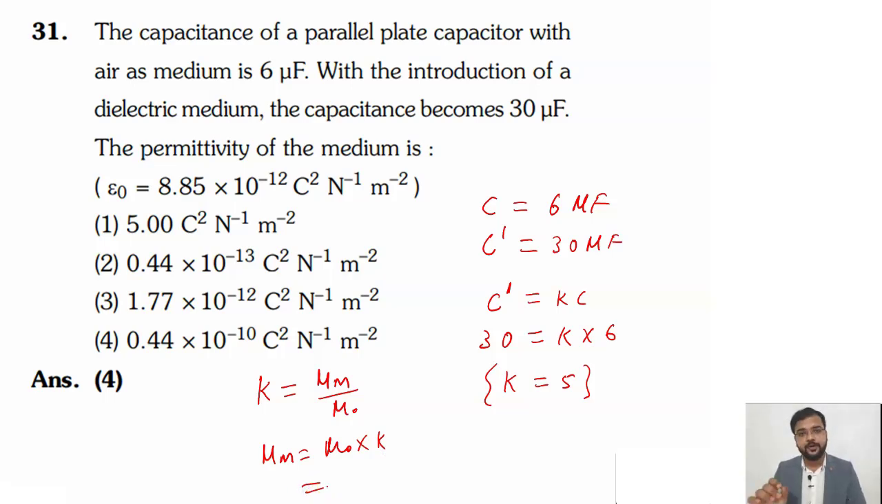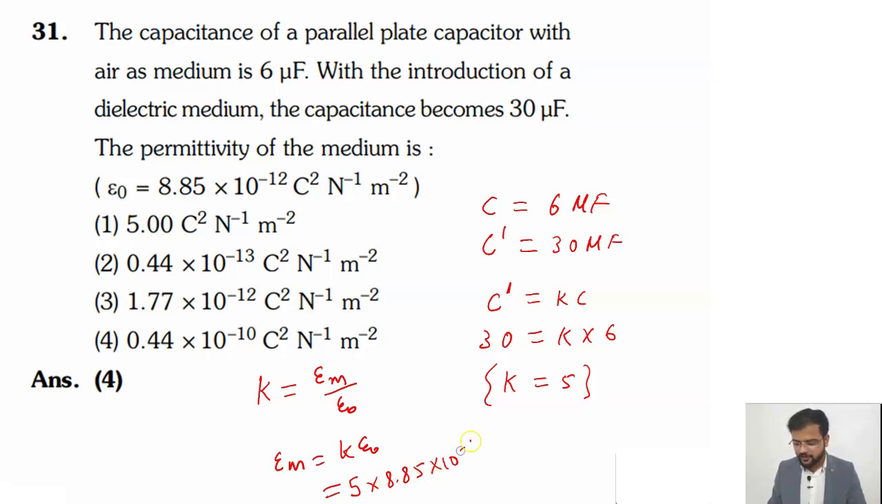This is the permittivity of the air, and this is already given, 8 point. Here we can represent this Em by E naught, because this is the electric field. Correct? So Em equals K epsilon naught. K value here is 5. Epsilon naught is the permittivity of free space, and this is 8.85 into 10 raised to minus 12.